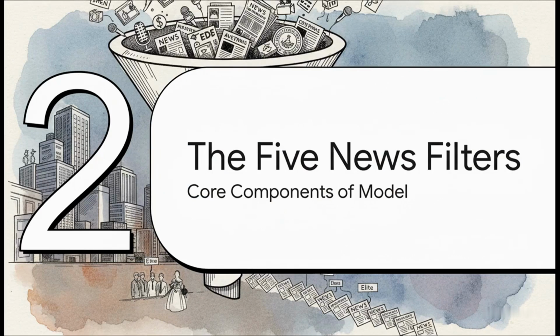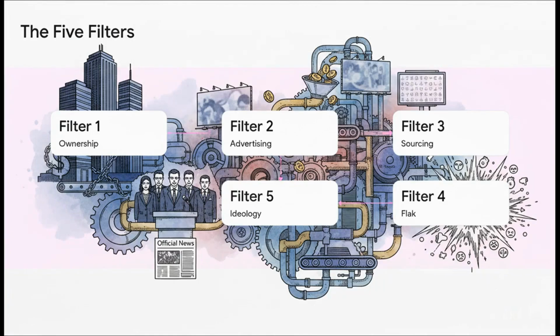So what are these filters? Well, the model lays out 5 of them, and they all work together to shape what we read and watch. We're going to walk through each one so we can see exactly how this whole thing is supposed to work. And here they are: ownership, advertising, sourcing, flak, and ideology. You can think of this as our roadmap. The first 2 are really all about the economics of media, and the next 3 deal more with things like influence, pressure, and the general climate of opinion.